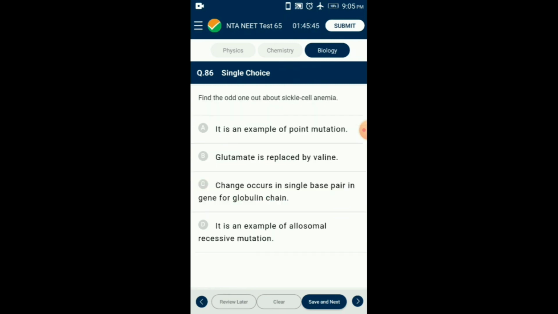Question number 86. Find the odd one out about sickle cell anemia. Sickle cell anemia is an autosomal recessive disease. This disease is controlled by a pair of alleles, HbA, the normal dominant allele, and HbS, the affected recessive allele. So the answer for this question is option D. It is described as an allosomal recessive mutation, which is the odd one.